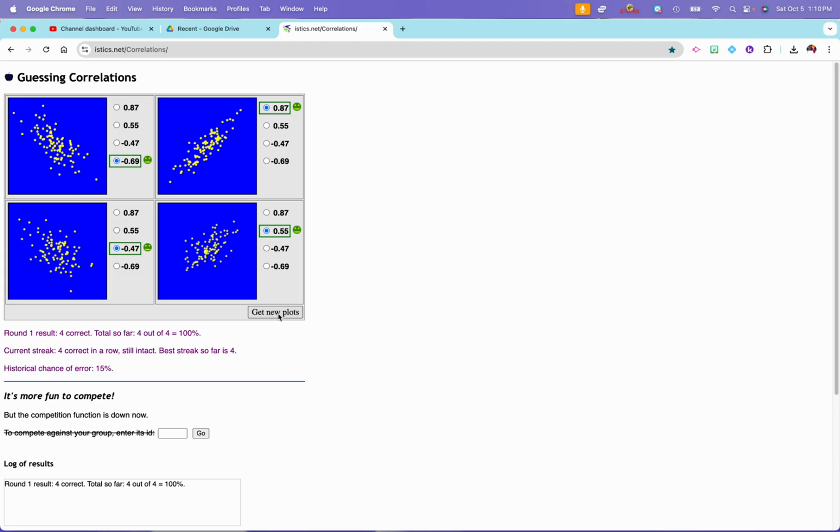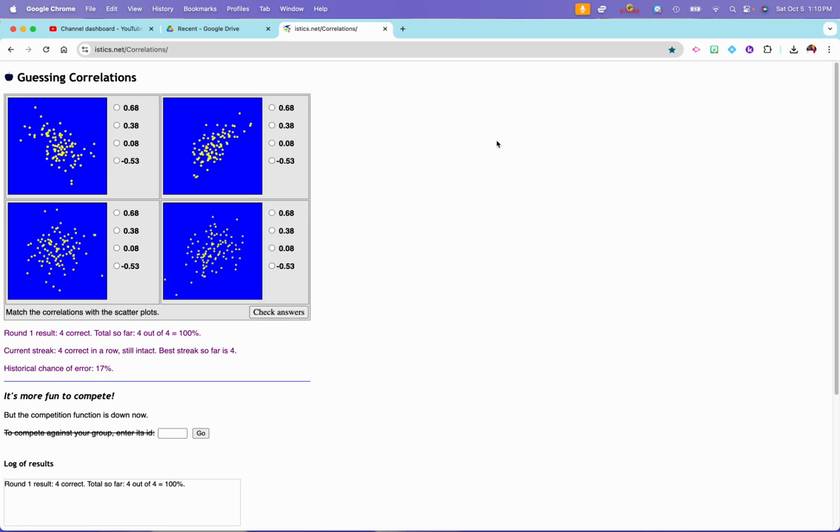I don't know, maybe we should add a little incentive to this. I'll put something on Google Classroom, so maybe I'll come up with a little incentive to see how you do on that. But you can click new plots, and sometimes they're really hard, like these two right here.